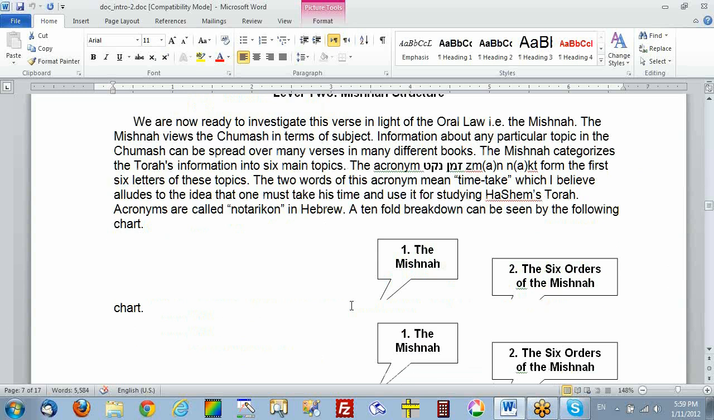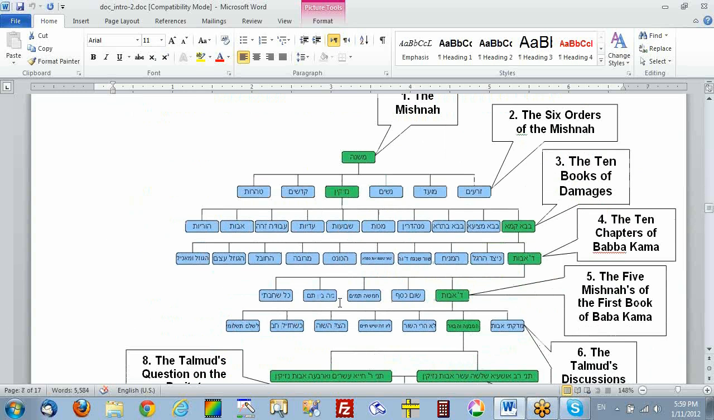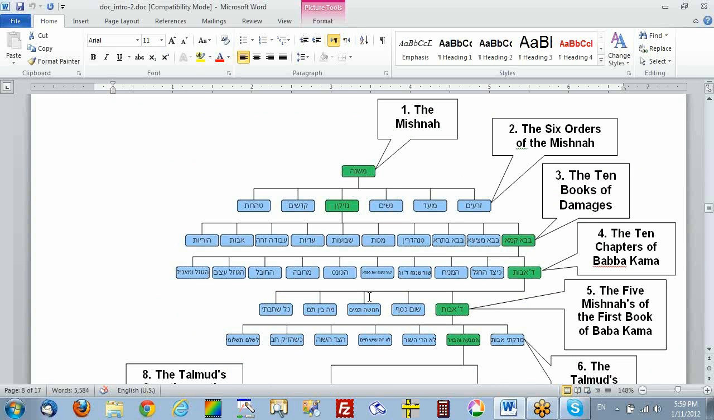Just a few more minutes here. The Mishnah breaks down the Chumash, as we said, into six areas of content. The first, the agricultural laws. The second, all the holidays. The third, laws pertaining to women. The fourth, laws of damages. The fifth, the laws of the Temple, and the final one, the laws of Tahara and Tumah, like impurity.